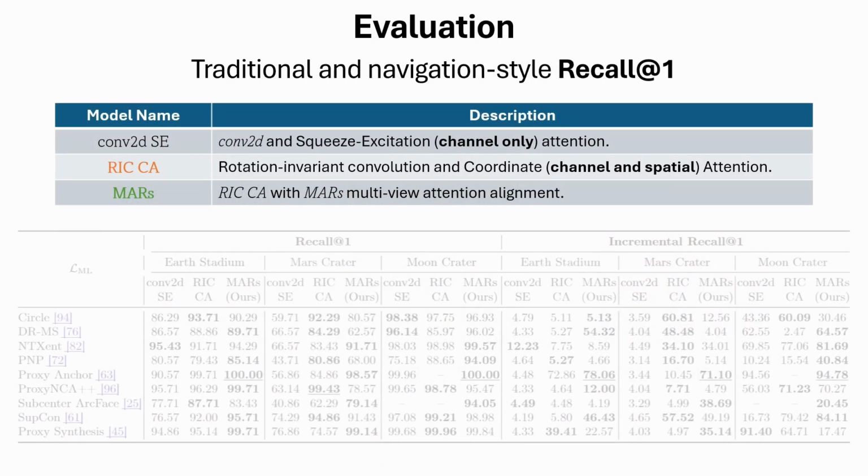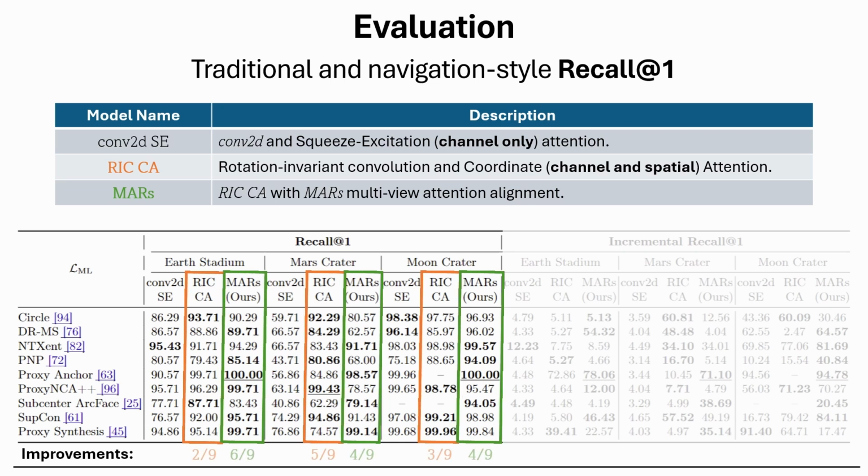We compare 3 versions of models, including traditional convolutions with squeeze and excitation attention, rotation invariant convolutions with coordinate attention, and the addition of our MARS attention constraints. We evaluate 9 metric learning losses found recently in the literature, and perform a traditional and incremental recall at 1 experiment. For recall at 1, MARS shows impressive performance improvements, raising recognition accuracy for many metric learning losses on Earth stadium and moon crater landmarks, while retaining competitiveness against pure rotation invariance and coordinate attention on Mars crater.